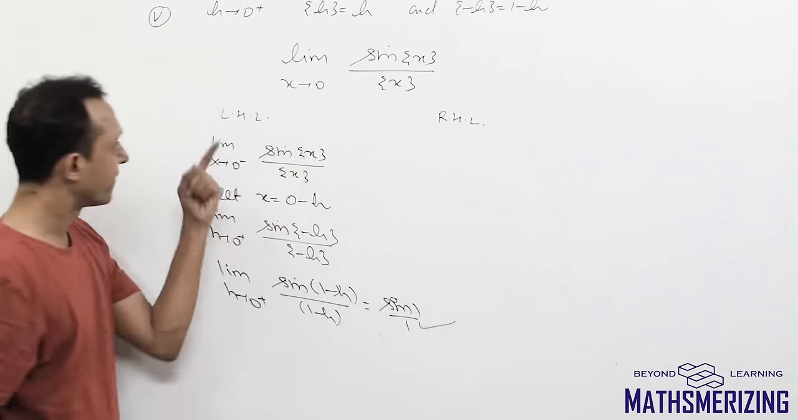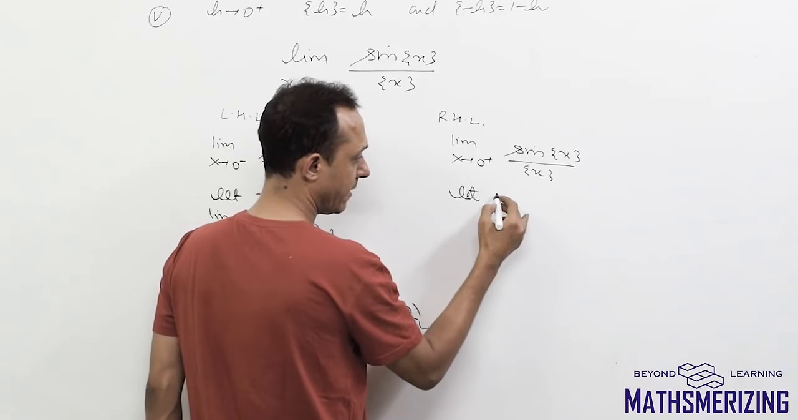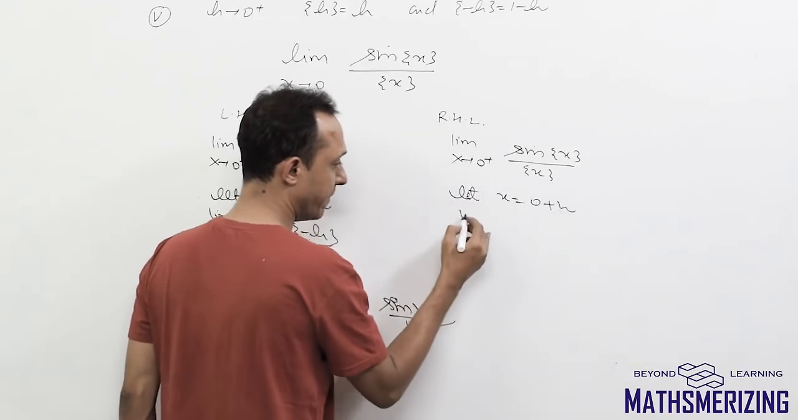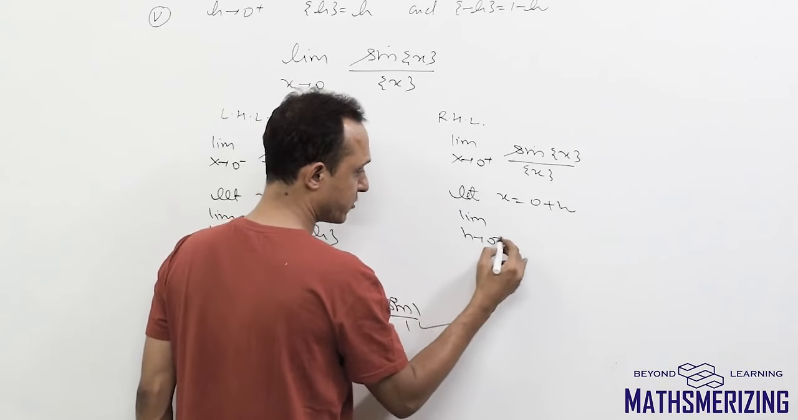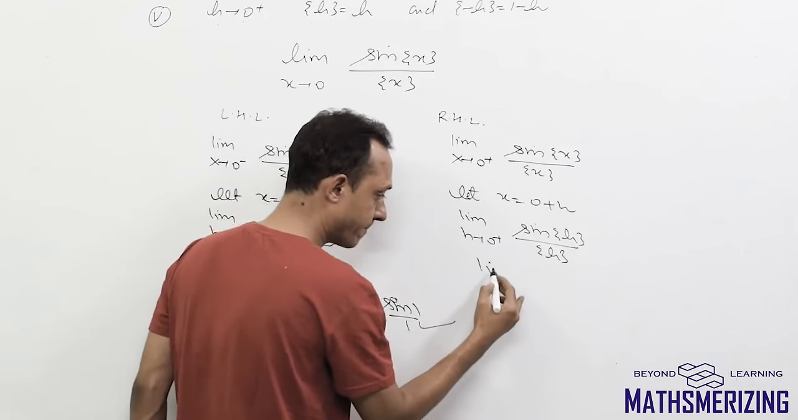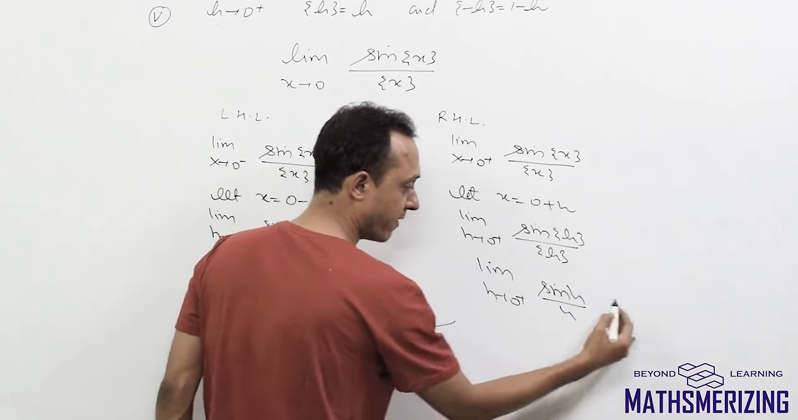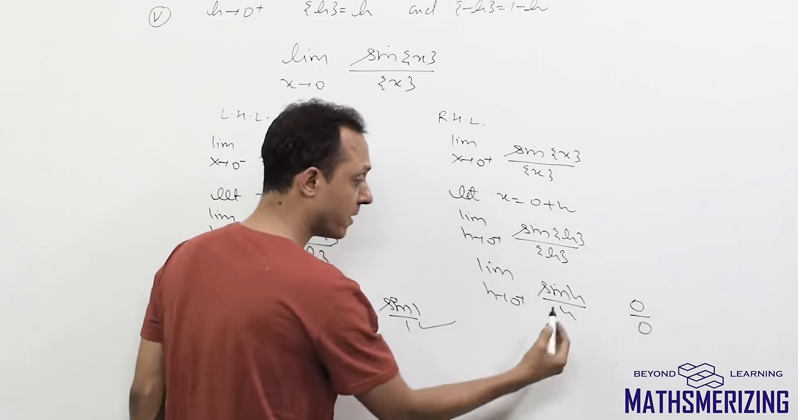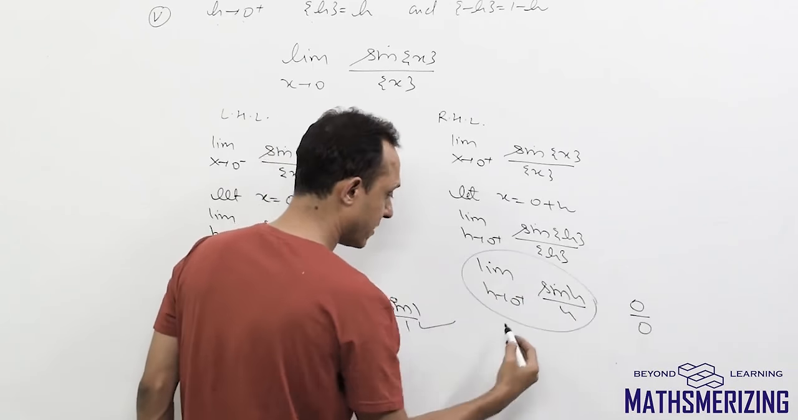In case of right hand limit, I'll write limit x tends to 0 positive sine fractional part of x upon fractional part of x. Let x equal 0 plus h. So there will be limit h tends to 0 positive sine fractional part of h upon fractional part of h. Now when h is a small positive number, fractional part of h is simply h. So I'll write it as limit h tends to 0 positive, sine h upon h. If I put the value, I'll get 0 upon 0, which is indeterminate form. So now it becomes a standard limit. So the value of right hand limit is simply 1.